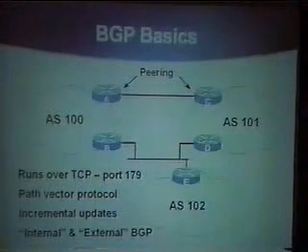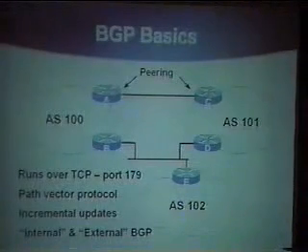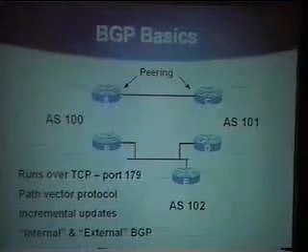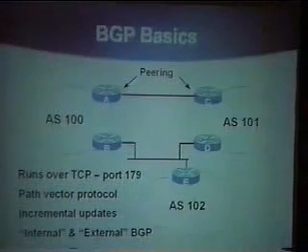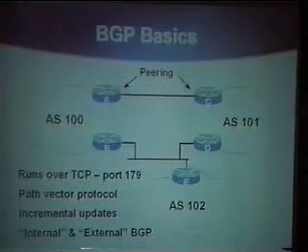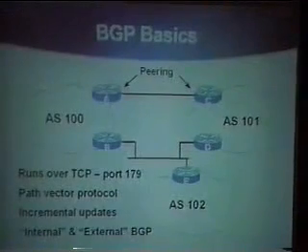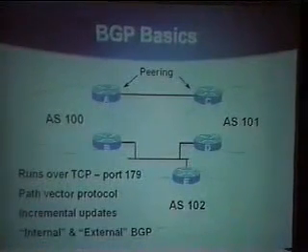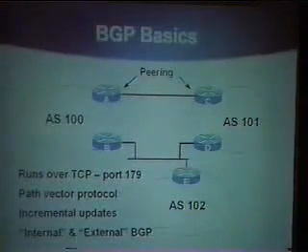It's a path vector protocol. It relies on incremental updates. Okay, so only changes between routing information or between state are announced by BGP. BGP will never send the entire routing table in one big hit.